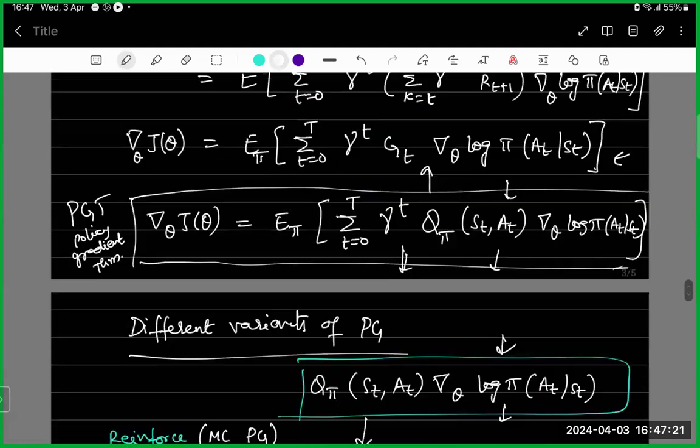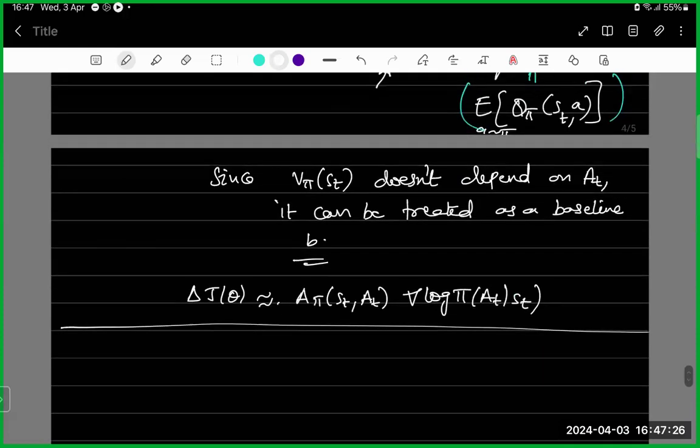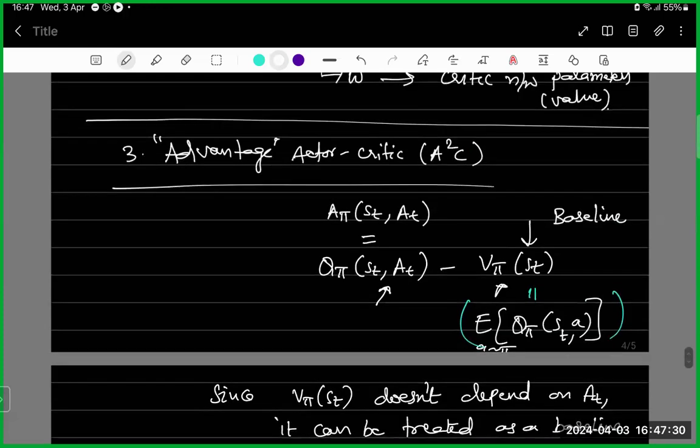Actually, there are some. I think maybe in the next class I'll show you one minor modification that you'll do for this, so that you'll maintain only one network instead of maintaining two networks, like one QPy, one VPy. Instead of that, we'll just maintain one network.